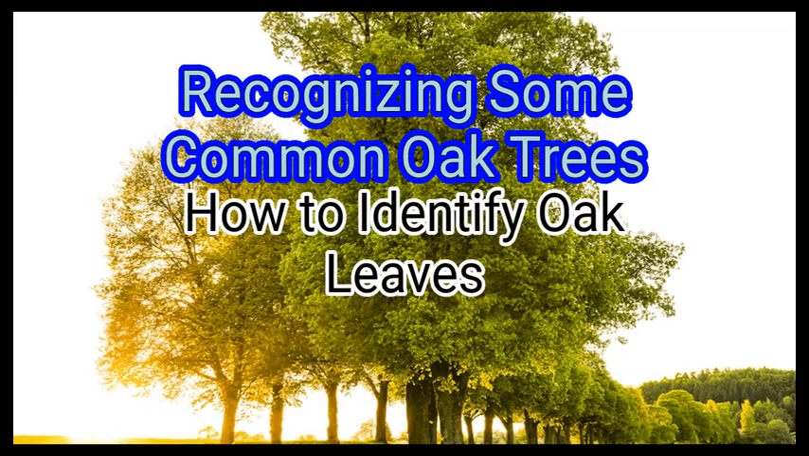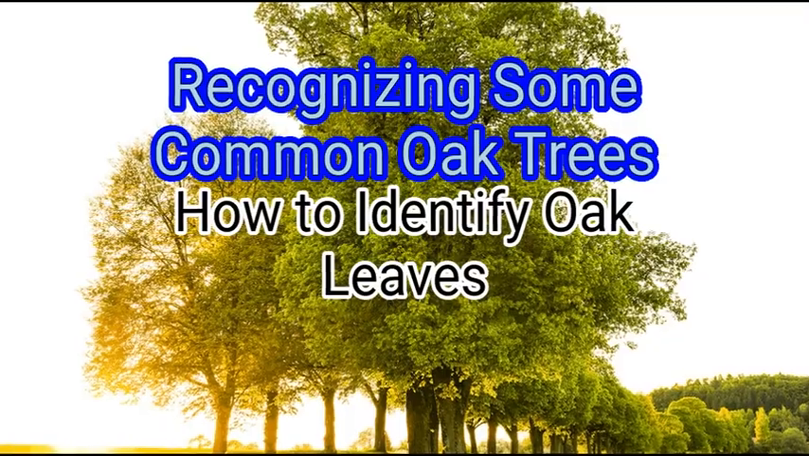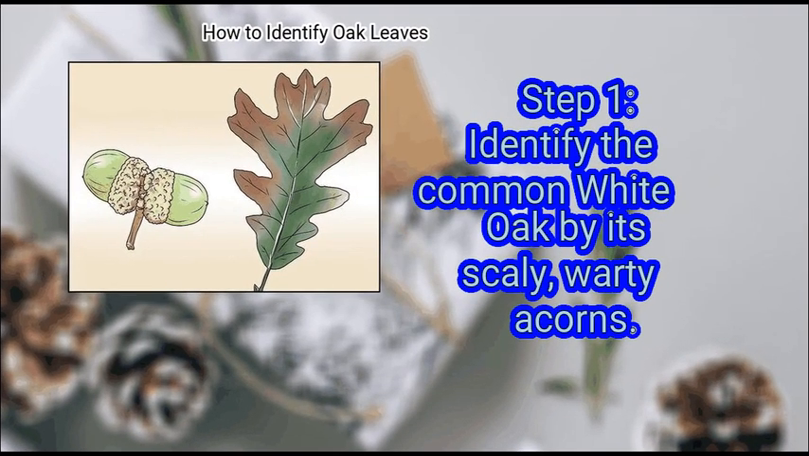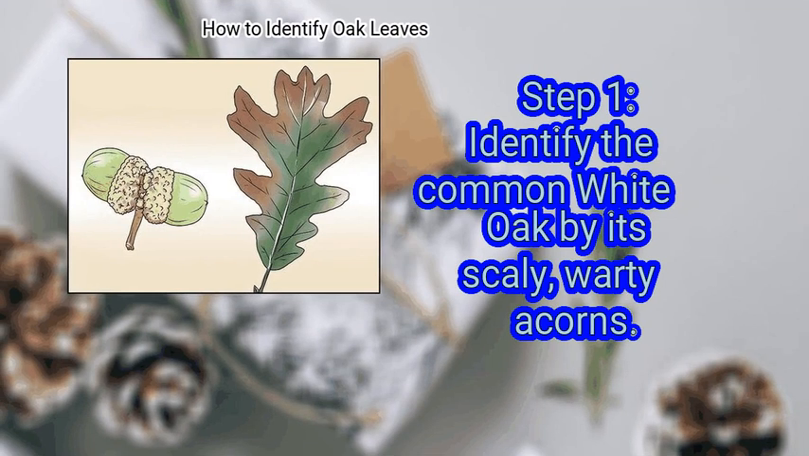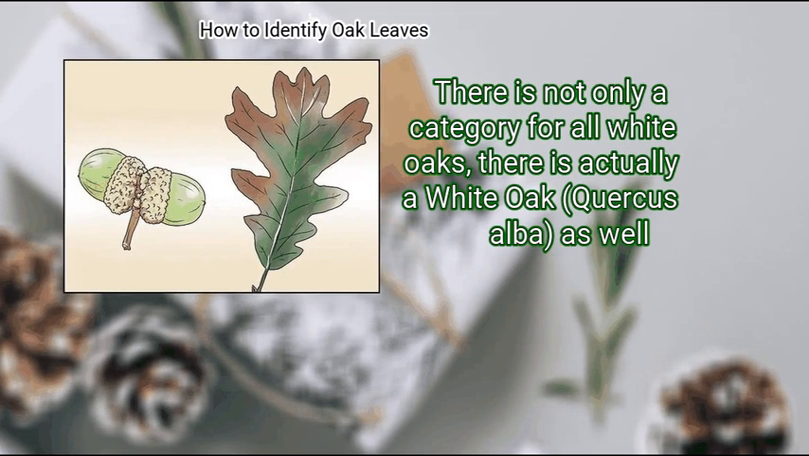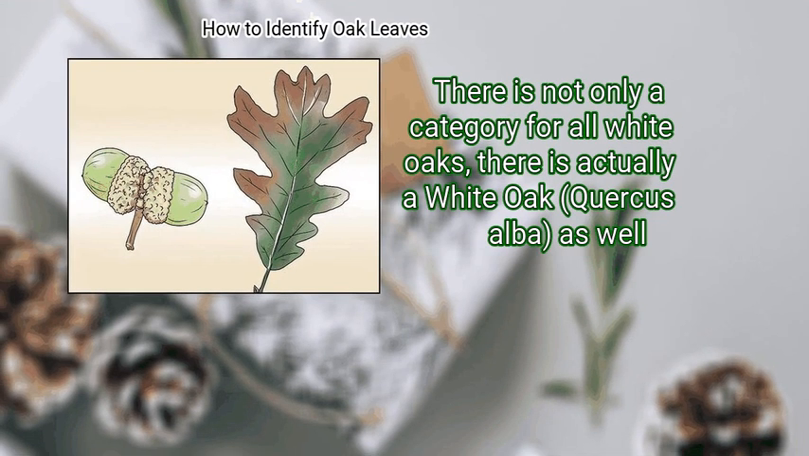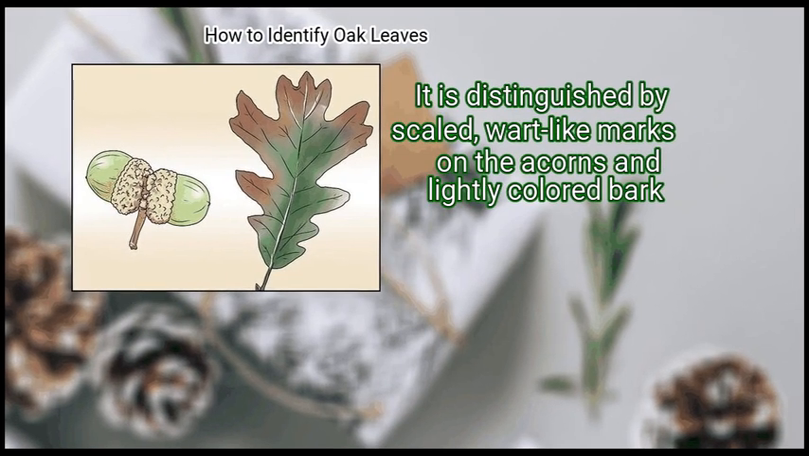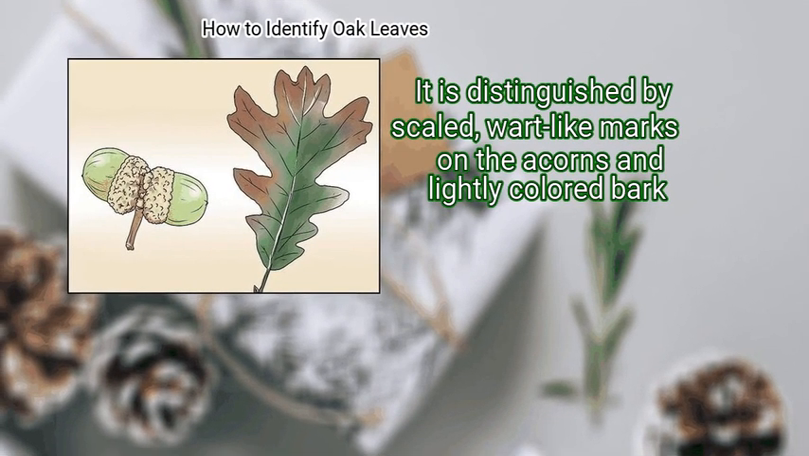Method 2. Recognizing some common oak trees. Step 1. Identify the common white oak by its scaly, warty acorns. There is not only a category for all white oaks; there is actually a white oak, Quercus alba, as well. It is distinguished by scaled, wart-like marks on the acorns and lightly colored bark.